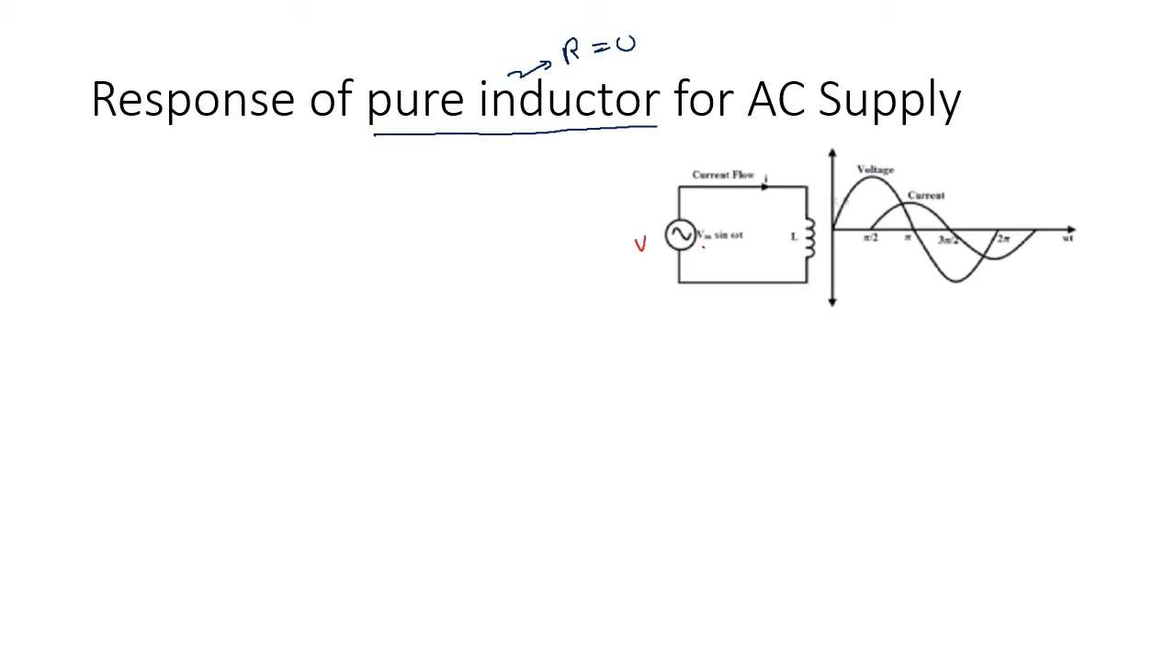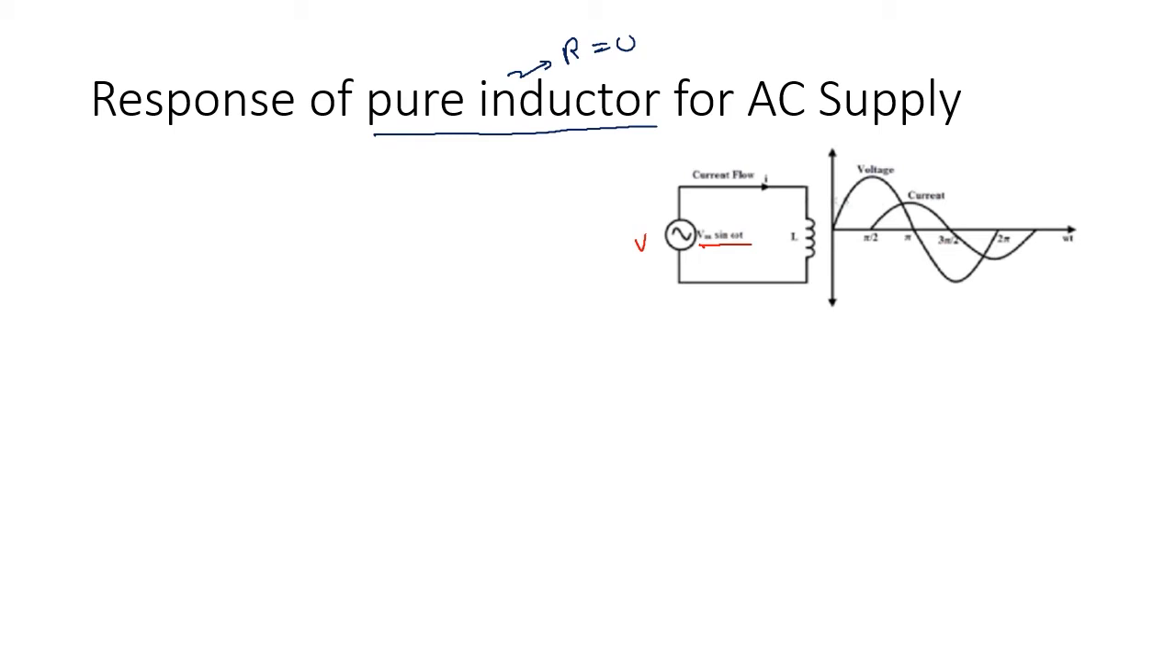This is V equal to Vm sin omega t. So your load here is the inductor. The input supply is a sinusoidal signal, right? You have to find the response of the inductor, that is the current I. So how are we going to find the response of this inductor?